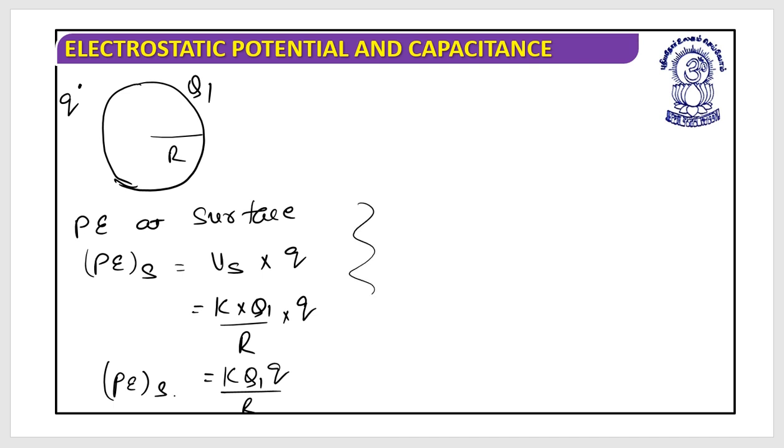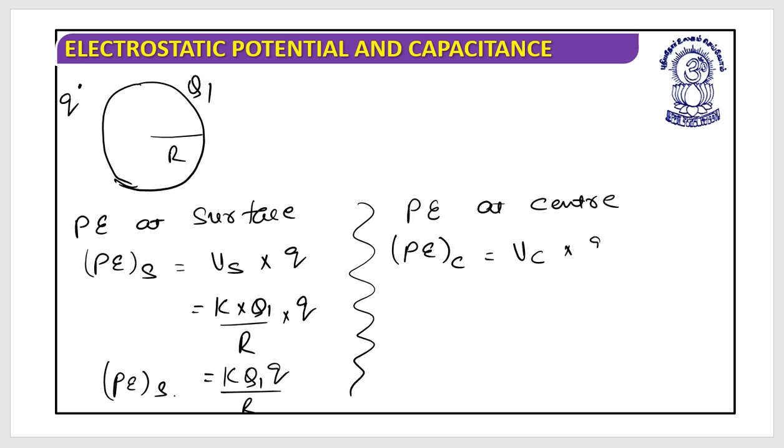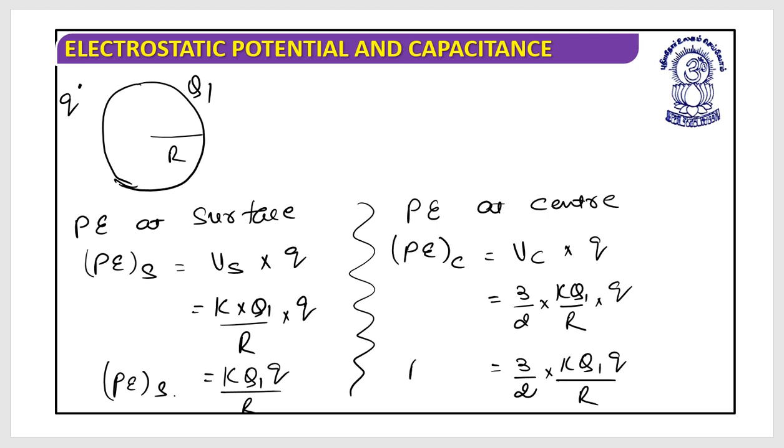Next, potential energy at the center. PE at center would be the potential at the center multiplied by charge q. Now the potential at the center is 3 by 2 kq by r. Do you remember this? Are you sure? So that should be equal to 3 by 2 multiplied by k multiplied by q1 multiplied by q divided by r. This is the potential energy at the center.